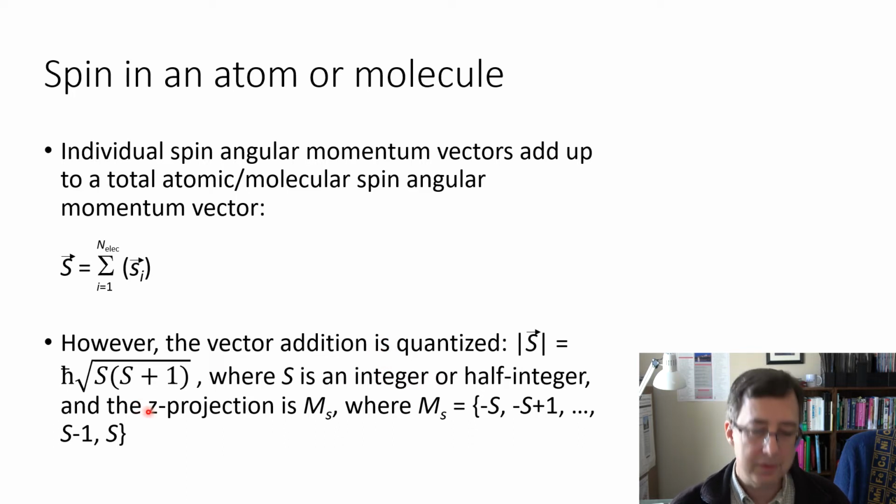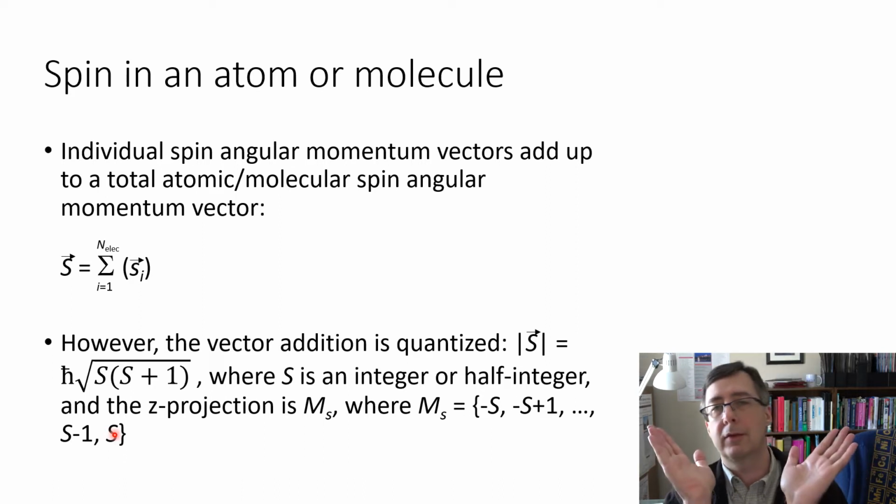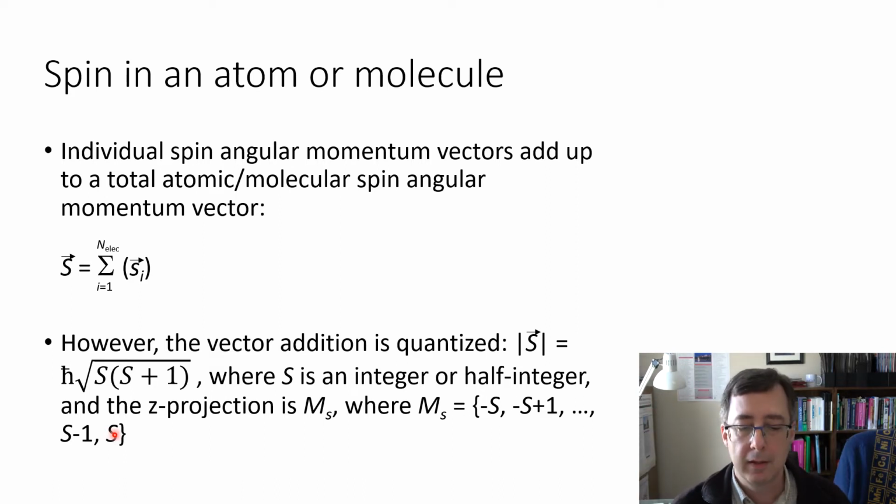And the additional constraint that the projection on the z-axis is going to be a number called m sub s. I guess it's actually m sub s times h bar, where m sub s goes from minus s to minus s plus 1, etc., add 1 each time until you eventually get up to positive s. So it goes from minus s to plus s in unit steps of 1. That times h bar is the projection on the z-axis. So it's a very highly constrained sort of vector sum.